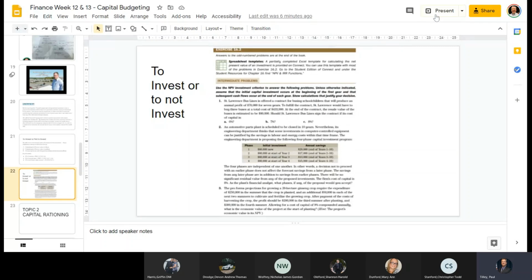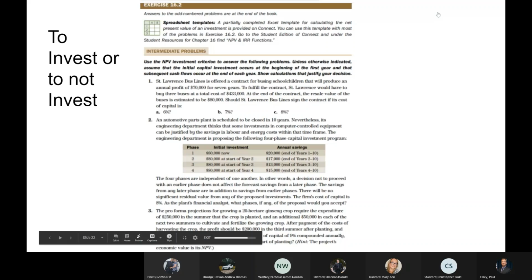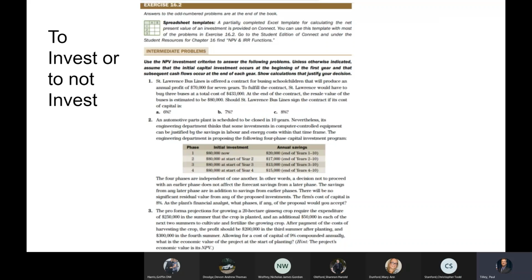Let me boost that up so I can read it. That will produce an annual profit of $70,000 for 7 years. So they can make $70,000 for 7 years. To fulfill the contract, St. Lawrence is going to have to go buy some buses. So it has to go out and buy $433,000 worth of buses. And at the end of the contract, they're going to get $80,000 back when they sell the buses, okay?